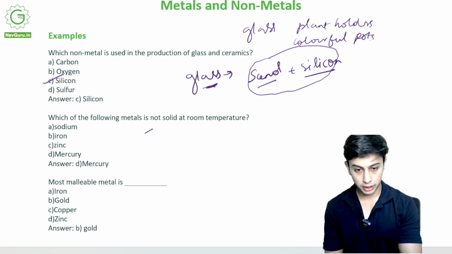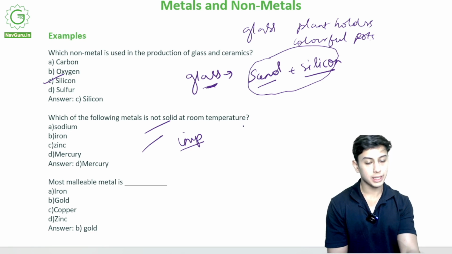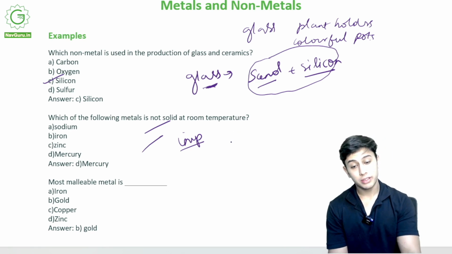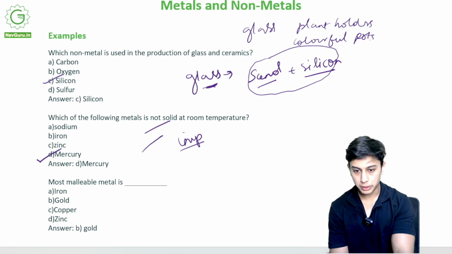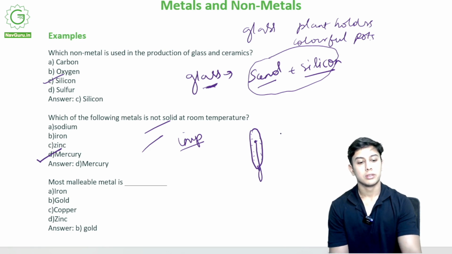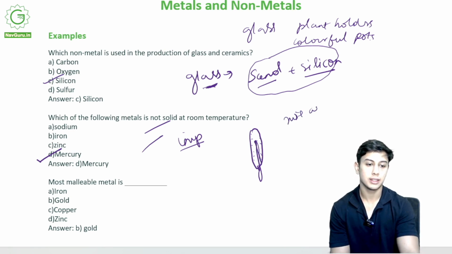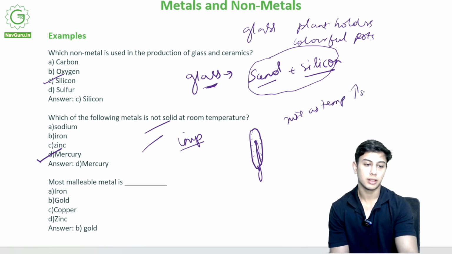This is an important question. Mark this as important. Metals are solid. Only one metal is liquid, mercury. Have you seen that thermometer with mercury inside it? Mercury is inside this tube, and it will rise as temperature rises, falls as temperature falls.